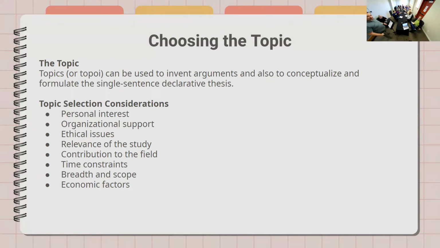Breadth and scope. Is this too big? Is it too small? This is where your faculty advisor's going to help come in alongside you. Okay, that may be too small of a thing, or that may be too big of a thing. You're trying to bite off too much. Breadth and scope. Economic factors.